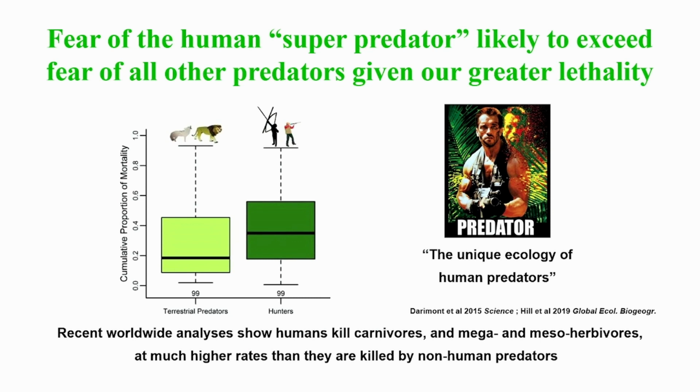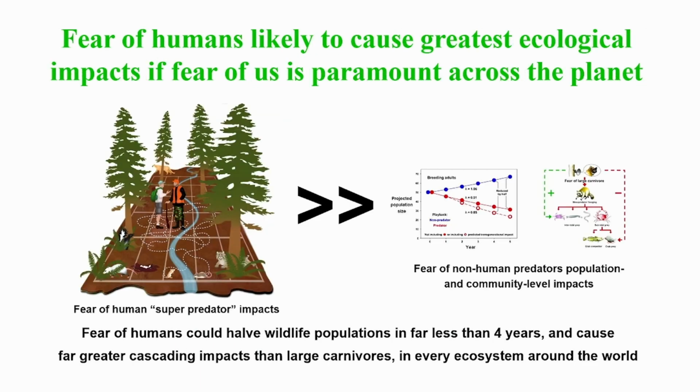And from this, we can predict that fear of the human super predator is likely to exceed the fear of all other predators, given our greater lethality. Now, if fear of us is paramount across the planet, then we can further predict that the fear of humans is likely to cause the greatest ecological impacts. That is, impacts far greater than the population and community level impacts caused by the fear of non-human predators. So fear of humans could affect wildlife populations in far less than 4 years and cause far greater cascading impacts than large carnivores in every ecosystem in the world.